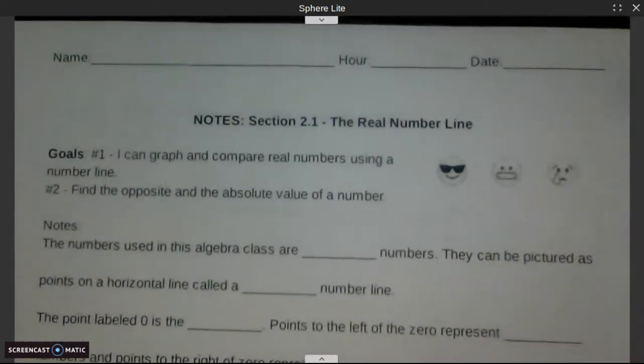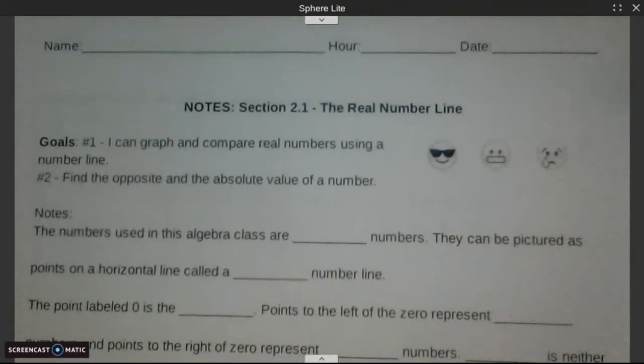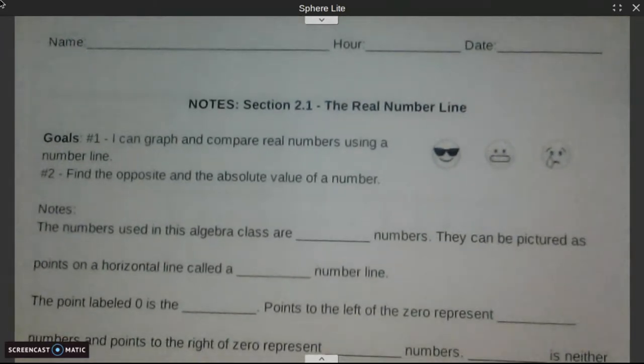And welcome to section 2.1, the real number line. Our goals for you today: number 1, I can graph and compare real numbers using a number line. Also, number 2, find the opposite and the absolute value of a number.